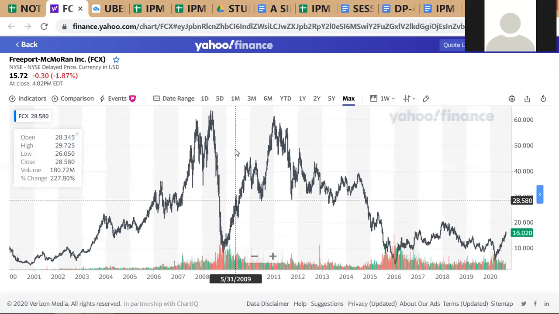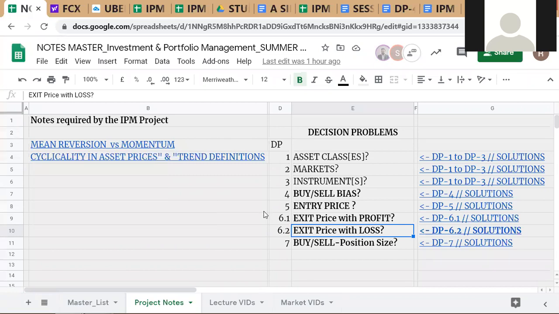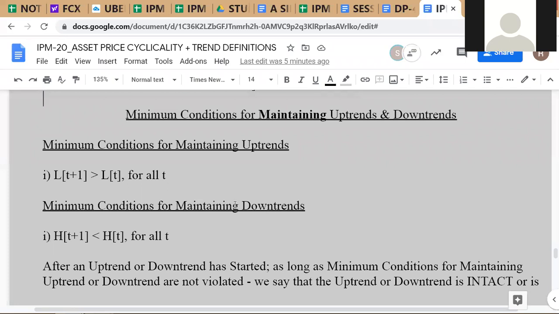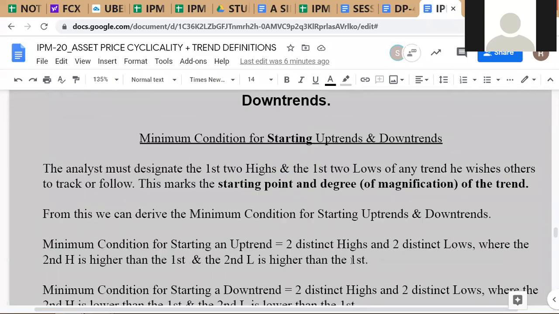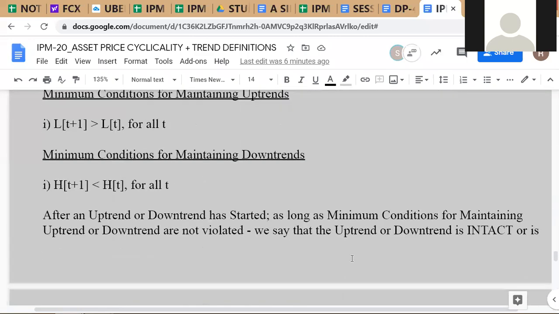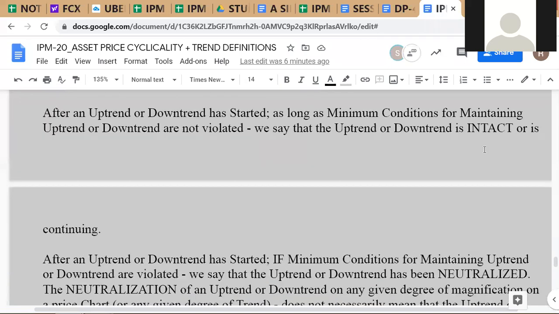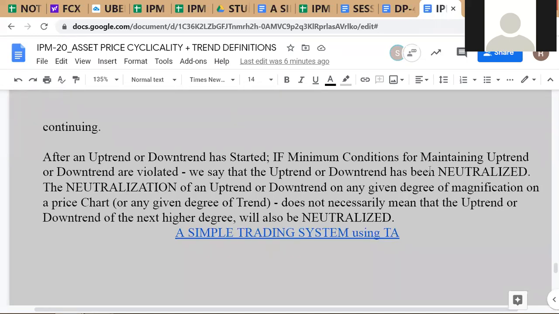As you look at charts, since we are teaching you all this, you should start to see all this. You will be looking at charts with fresh eyes. So you have understood what is meant by starting uptrends and downtrends, and maintaining uptrends and downtrends. As long as the uptrend is maintained, we say it is intact, or we say it's continuing. If the minimum conditions for maintaining are violated, we say the uptrend has been neutralized.